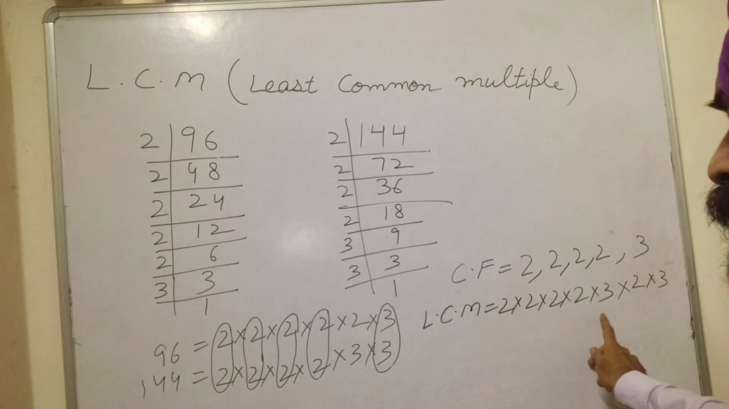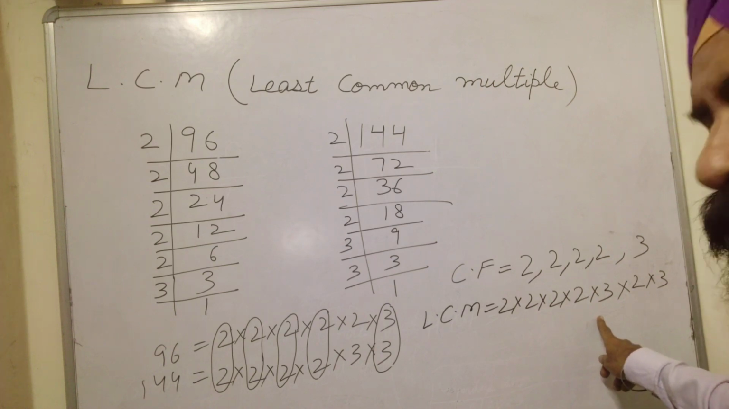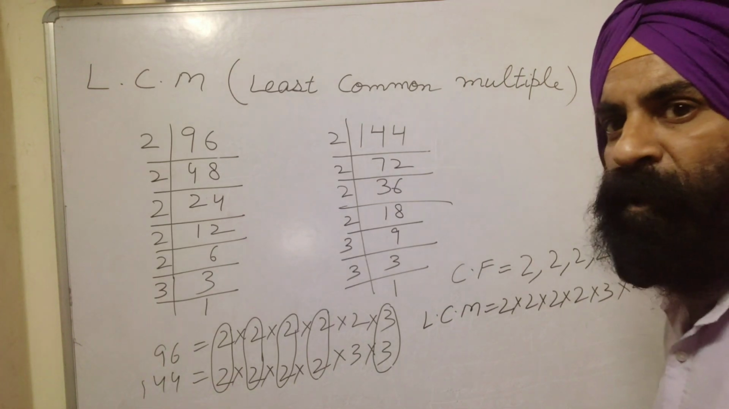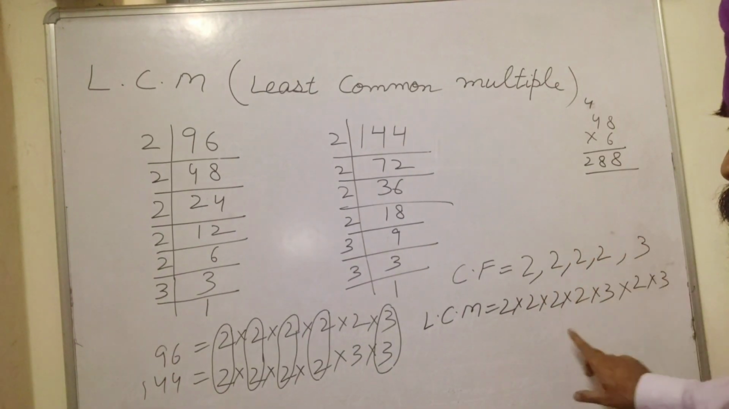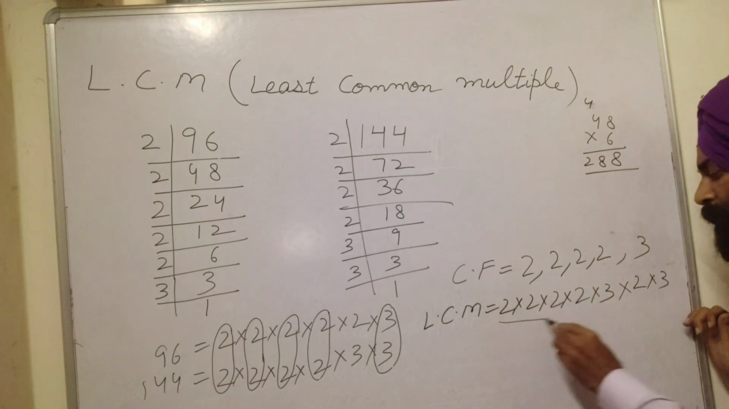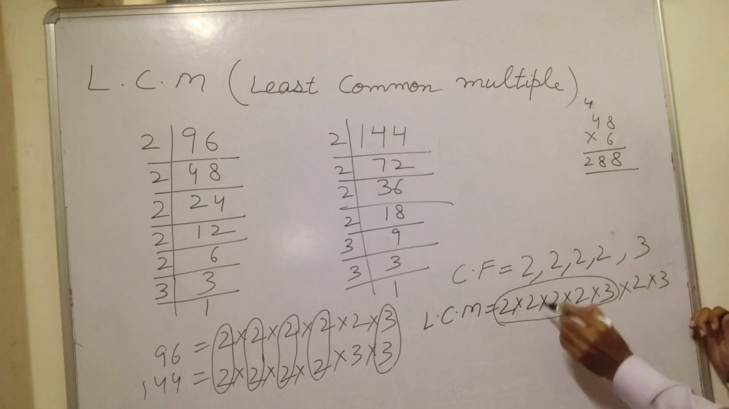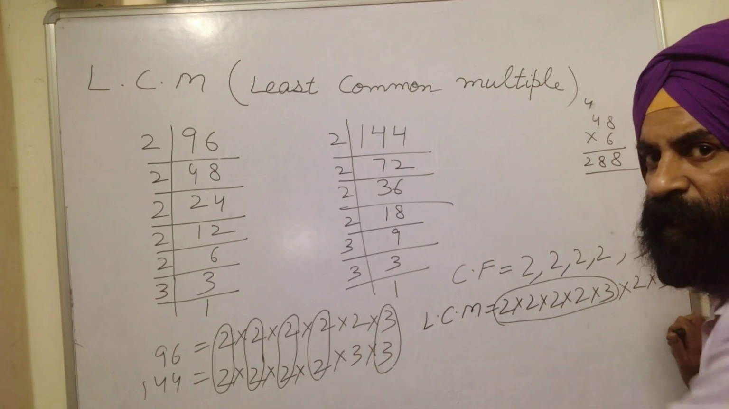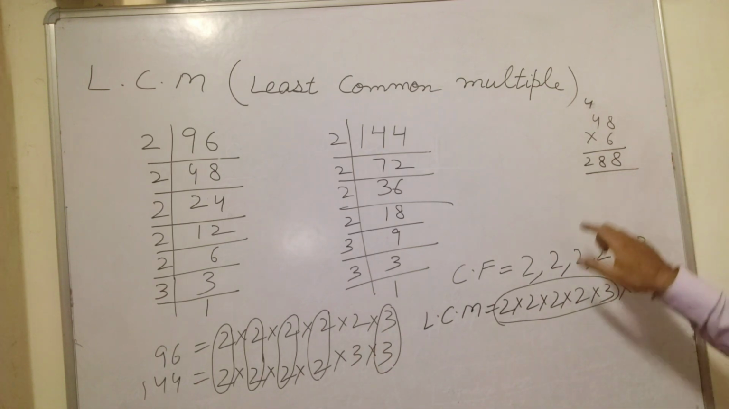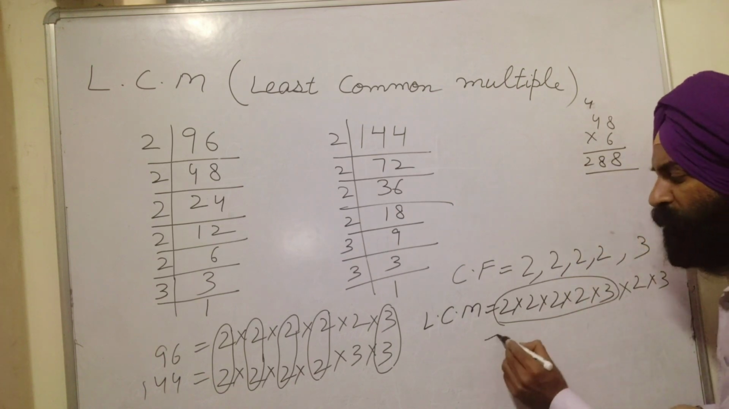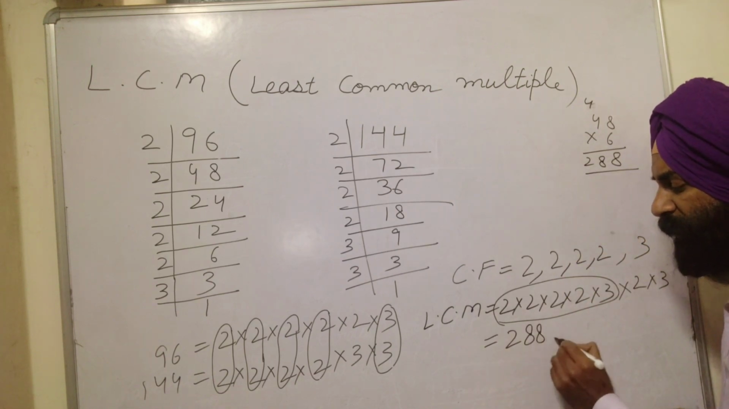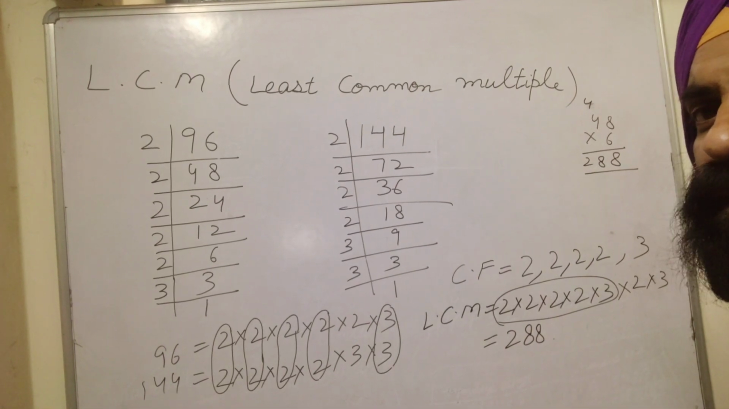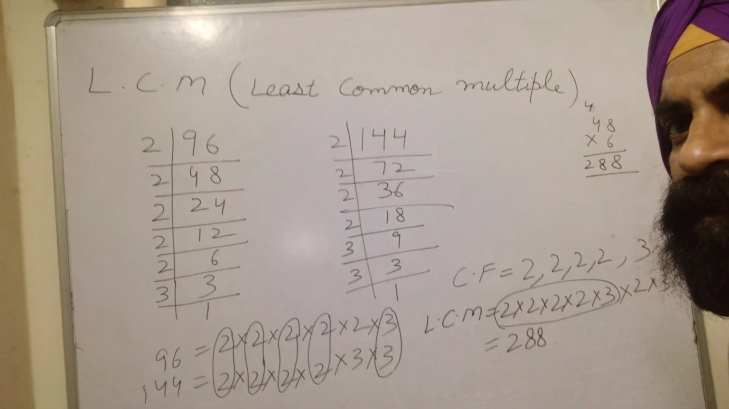So earlier we got the HCF, the multiplication was 48. 48 times 6 will give you the LCM of these two numbers. So you see here, by multiplying the common factors I got the HCF 48, and 48 multiplied with non-common factors 2 and 3 will give you the LCM. So 48 multiplied by 6, you will get 288. So the LCM of these two numbers will be 288. This is a shortcut technique to find the LCM of two numbers with the common factors and non-common factors.